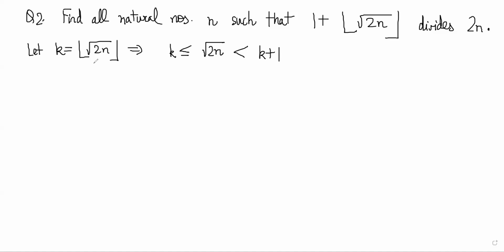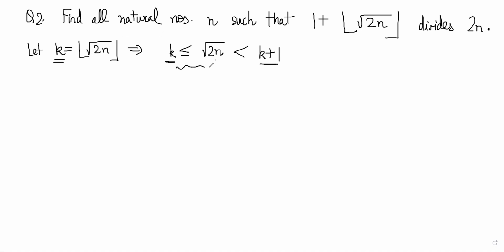Root of 2n basically has to lie between k and k plus 1, right? Because the GIF of root of 2n is k. I hope you are understanding what I'm saying. So if the GIF of root of 2n is k, then root of 2n could be equal to k or it could be above k but less than the next integer, right? It cannot be k plus 1. Root of 2n could not be equal to k plus 1 because if that was true, then the GIF should have been k plus 1, right? Correct. So k here is an integer which is equal to the GIF of root of 2n, and we have this inequality here, right?